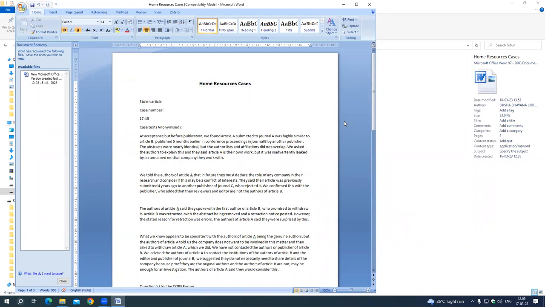They suppress your publication. The author of article A said that they spoke with the first author of article B, who promised to withdraw it. Article B was retracted with the abstract being removed and a retraction notice posted. However, the stated reason for retraction was error. The author of article A said they were surprised by this.